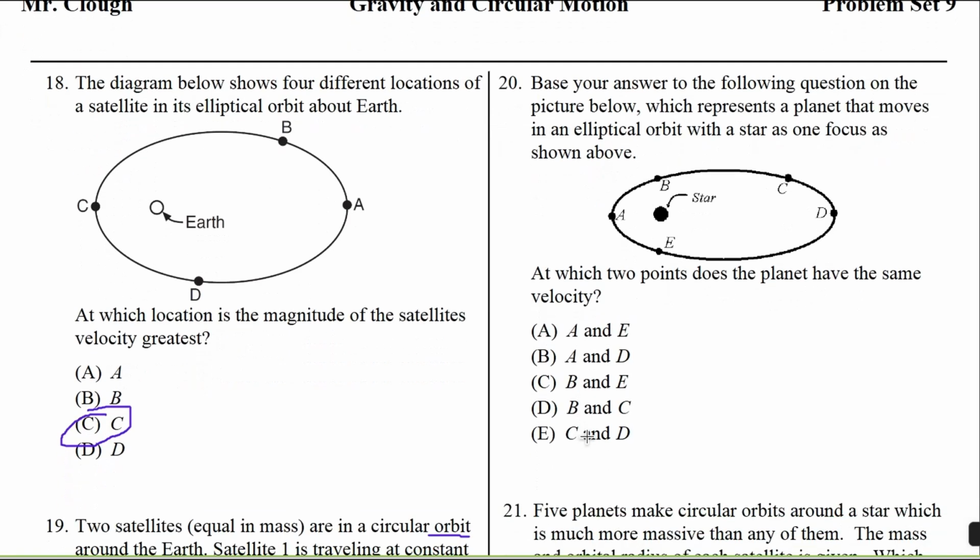All right, question 20. At which 2 points does the planet have the same velocity? So same velocity would have to be at the same distances away from the star. That only occurs at B and E. So at this location right here.